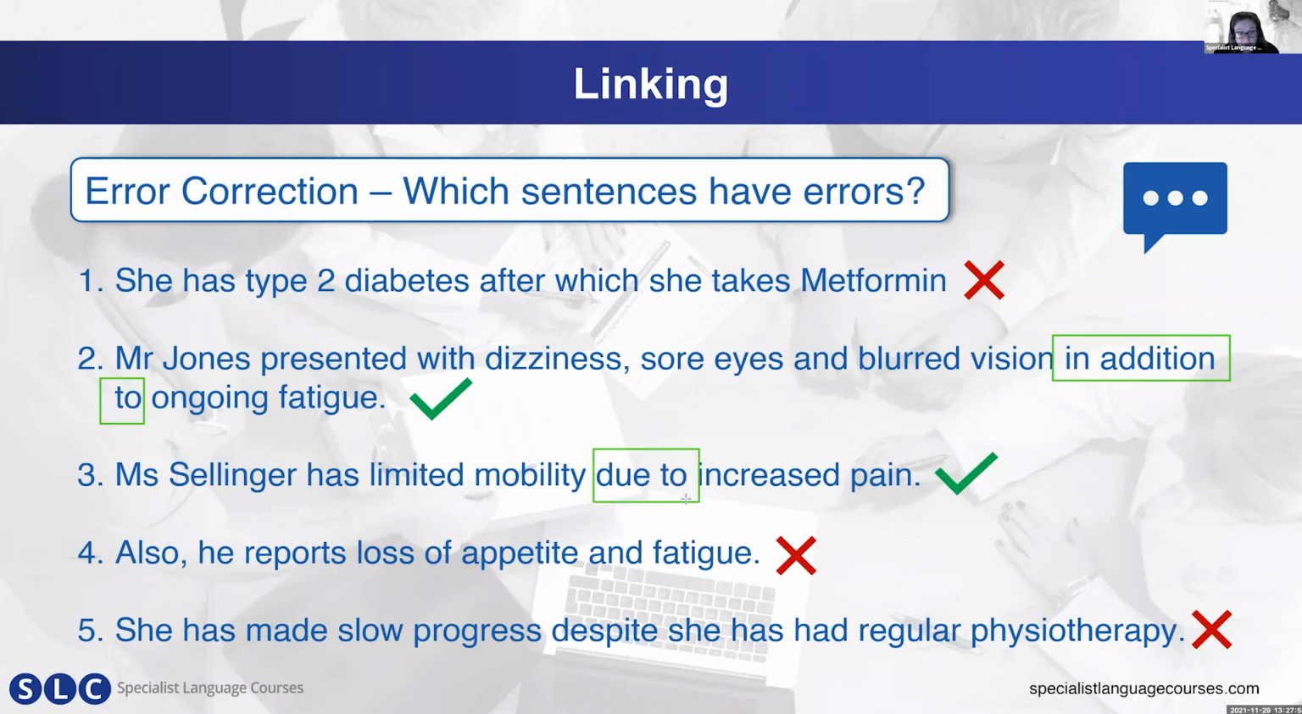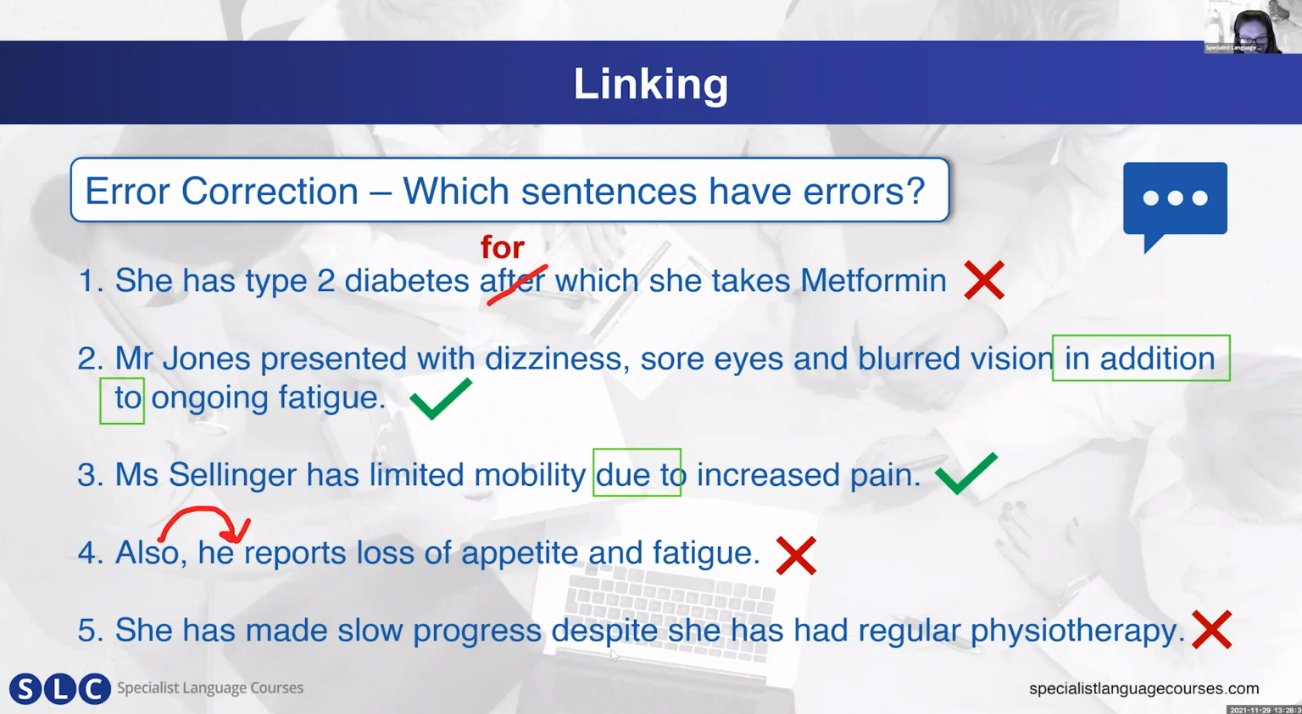Number 3 is fine. You're saying she has limited mobility due to increased pain. So because of the pain, that's absolutely fine. If we look at number 1, it's not after which, it's, as most of you noticed, for which. With number 4, it's okay, but it's better to have the also within the sentence. So he also reports loss of appetite. Or you could change it to in addition, comma, he reports.